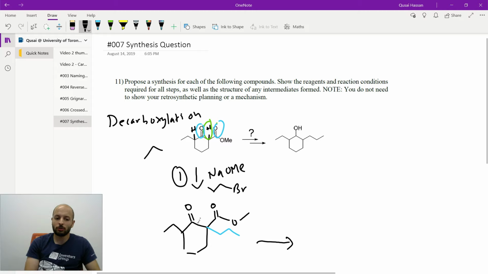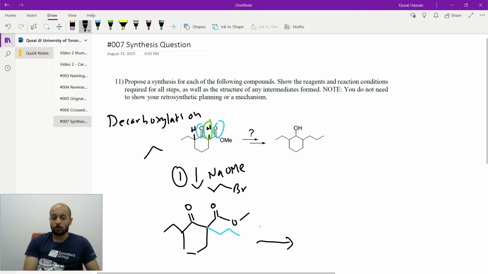Now the thing is, if you're going to reduce the carbonyl first, you have to be selective, right? Because you don't want to reduce this ester, because if you do, then you're not going to be able to remove it. So it's better to remove the ester first and then reduce the carbonyl, right?